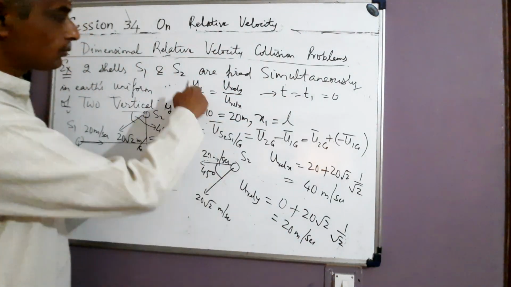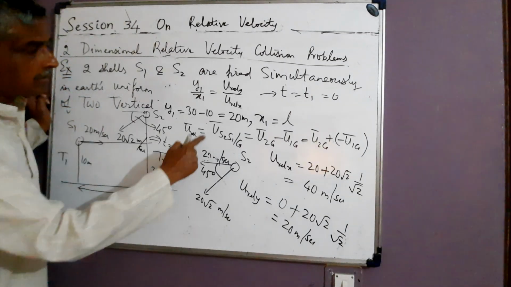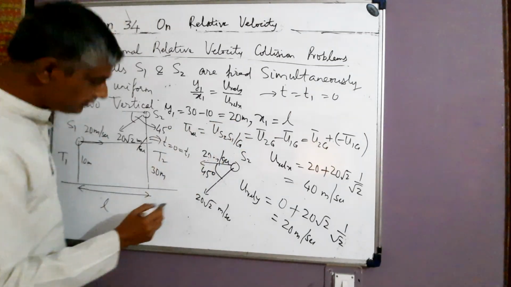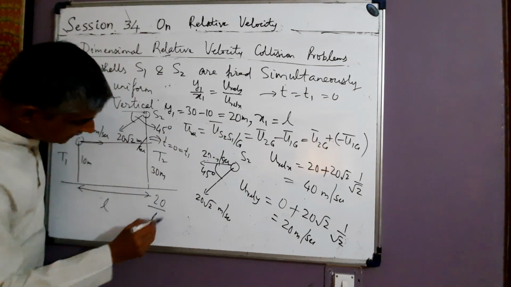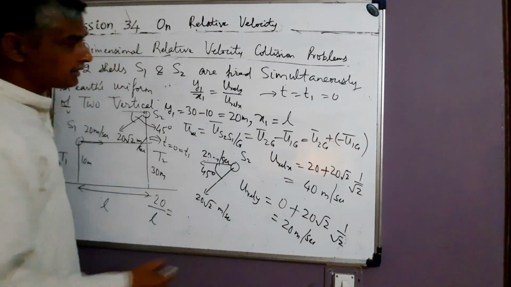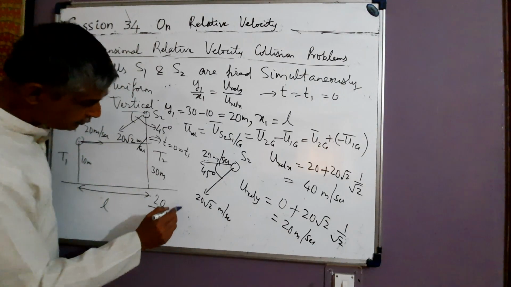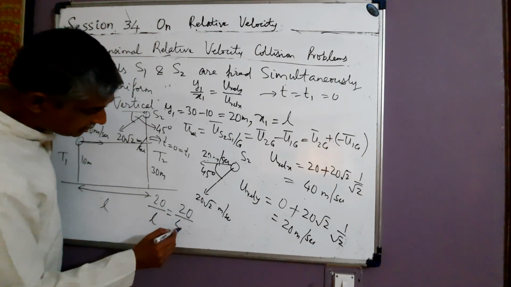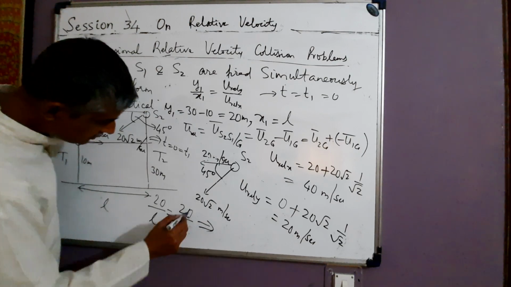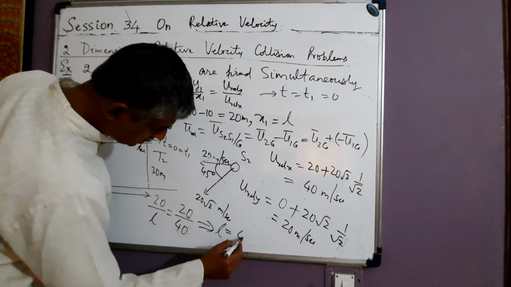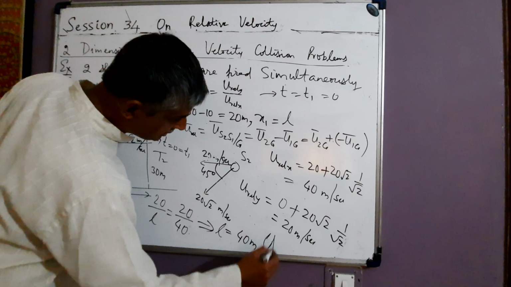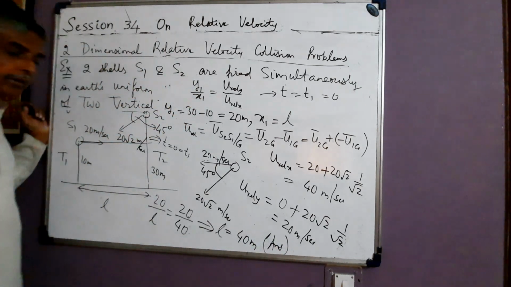Now we substitute all these values in this equation. Y1 as we have determined is just how much? 20. X1 is L. U relative y by u relative x. U relative y is how much? 20. U relative x is how much? 40. So on solving this, 20 cancels out. L is just equal to 40 meter. This is the required answer.